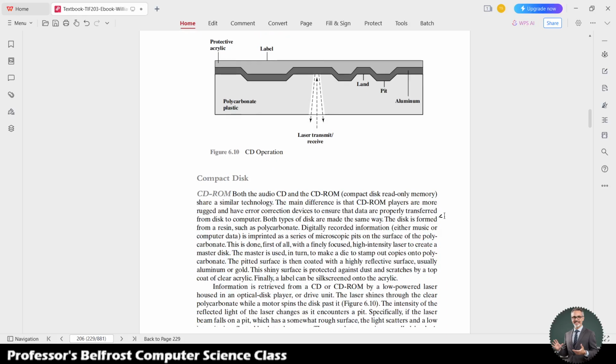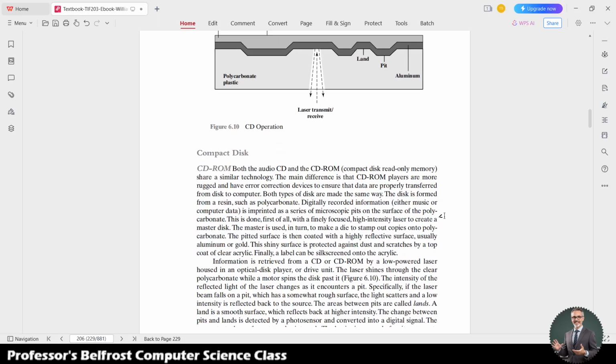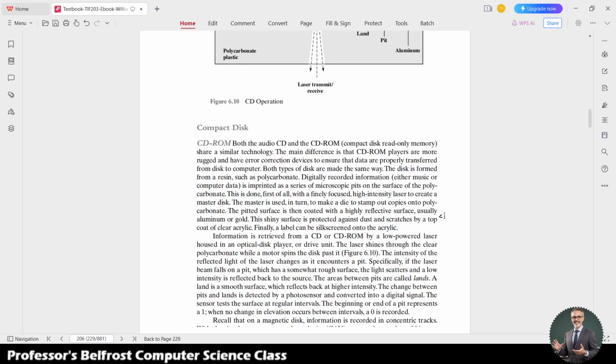Okay, we'll start from compact disc or CD. So first type is CD-ROM. Both the audio CD and the CD-ROM share similar technology, and the main difference is that the players are more rugged and have error correction devices to ensure that the data are properly transferred from disk to computer. They are both made in the same way, from a resin such as polycarbonate, and then the digital recorded information is imprinted as a series of microscopic pits on the surface of the polycarbonate. It's done by using laser.